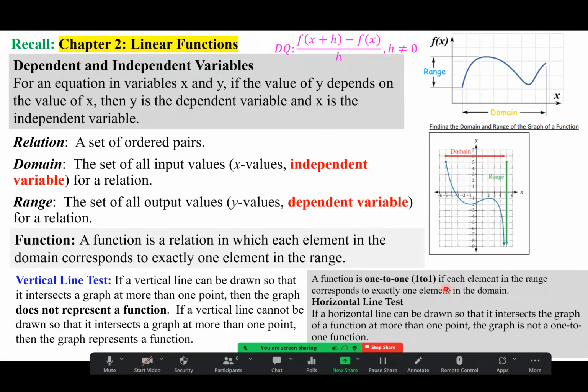A function is one-to-one if each element in the range corresponds to exactly one element in the domain, and therefore it has to pass what's called a horizontal line test. If a horizontal line can be drawn so that it intersects the graph of a function at more than one point, the graph is not a one-to-one function. In other words, the vertical line test in essence says x can't repeat for it to be a function. Now y cannot repeat for it to be a one-to-one function. And I have the difference quotient, f of x plus h minus f of x over h, as h can't be 0, just to let you know.